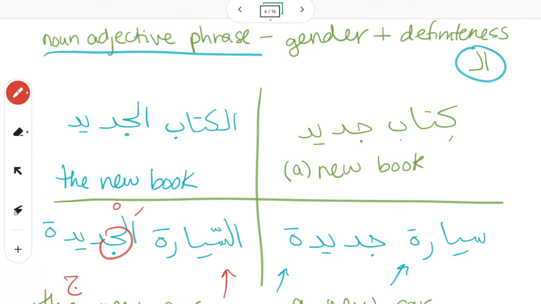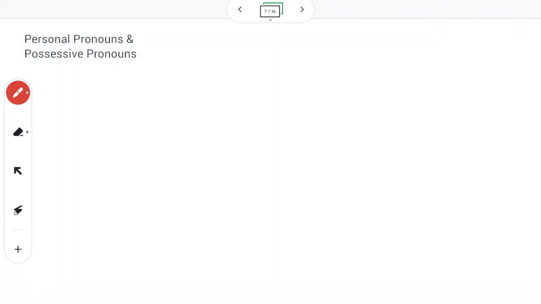So this is noun, adjective, phrases. Remember that noun, adjective, phrases match in gender. That's the most important thing. And they also match in definiteness, which is something that we'll cover more in lesson 1 and 2. Okay. So let's move on now.